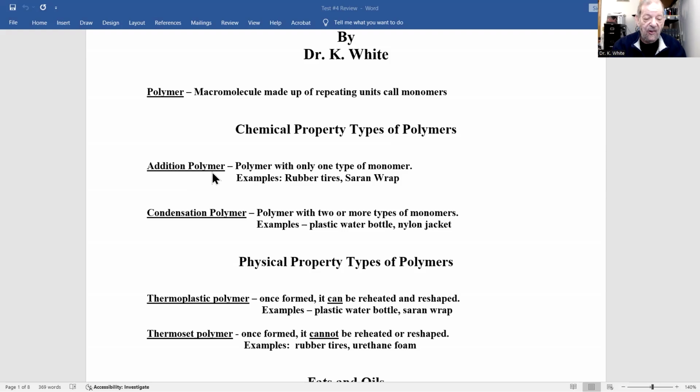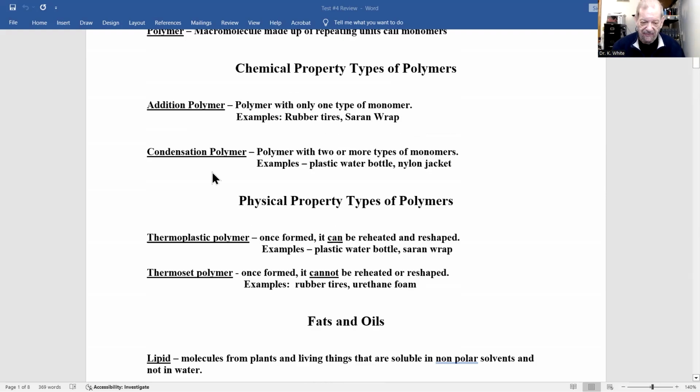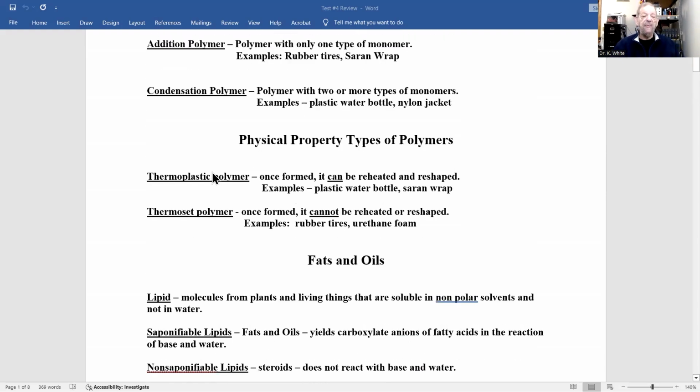And so that's a condensation polymer. An example of that would be my water bottle. This is a polyester condensation. I have down in my closet a nylon jacket, and that's an example. Now, the other type of property are physical properties, and there are two types.